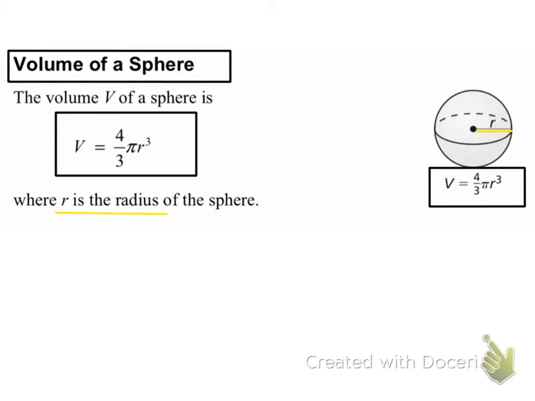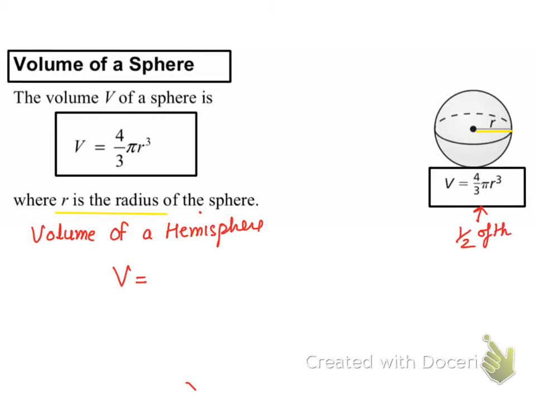If I can add one more thing: if you have to find the volume of a hemisphere, it's just half of that. So half of the above will be the volume of the hemisphere. And what's half of that? 2 over 3 pi r cubed. You're going to use that whenever you're finding the volume of a hemisphere. Instead of 4 over 3, it becomes 2 over 3 pi r cubed.